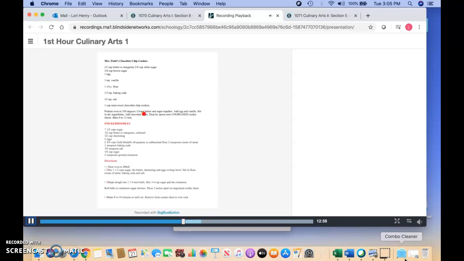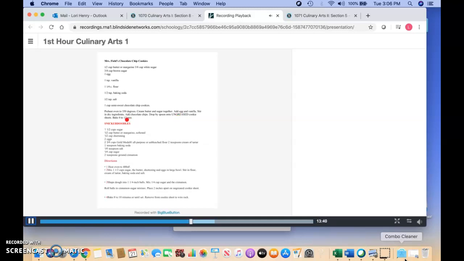So the first thing I'm going to do is put my stick of butter and my 2 sugars, the white and the brown sugar, into my bowl. I'm just going to mix that up to cream it together, kind of get it fluffy looking. Then I'm going to add my egg and my vanilla and mix that together. Then I stir in the dry ingredients, which would be my flour, baking soda, and salt. When I have that all mixed together, I'll add my chocolate chips, and then I drop them by spoon on an ungreased cookie sheet. The recipe should always tell you if you need to grease it or if it's ungreased.